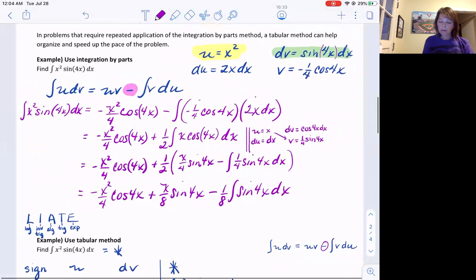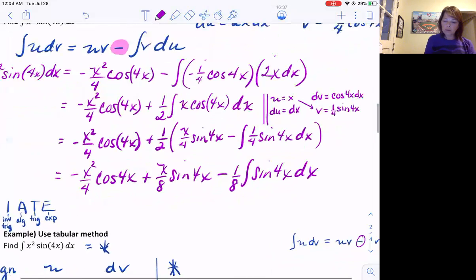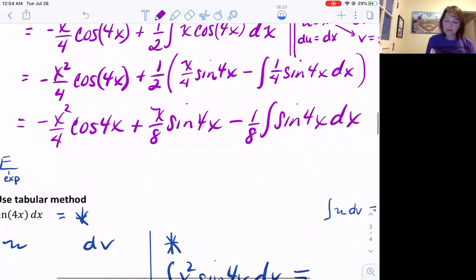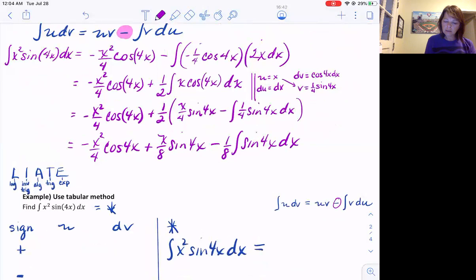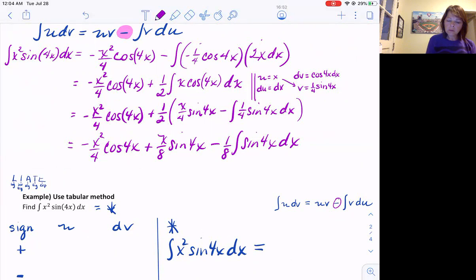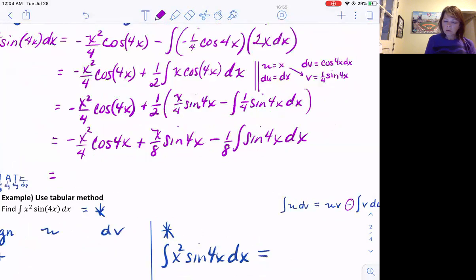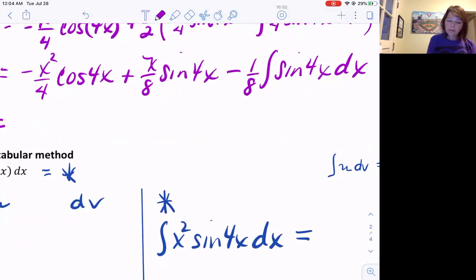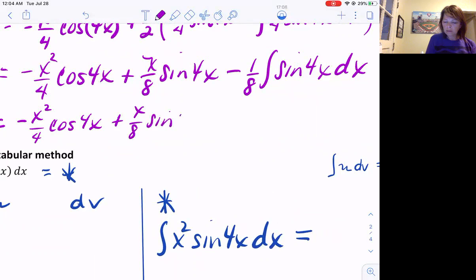Okay, so now I have one more step to take. I'm going to make it a little bit larger so I can fit it in there comfortably, and let me move this stuff just a little bit. Okay, so now I've got, this is equal to negative x squared over 4, coming close to getting done with this, and plus x over 8 sine 4x minus, now I'm going to take 2 steps.